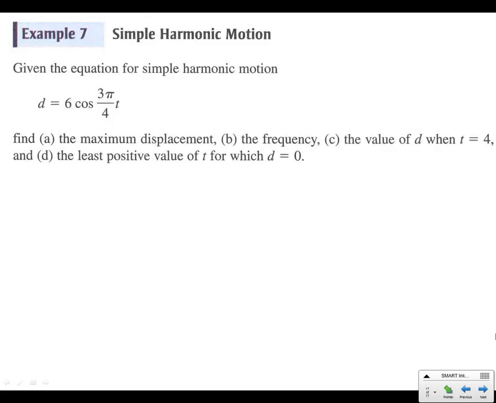All right, I believe this is the last one. Yes, it is. All right, so we're given our equation here. Let's find 4 things. First one, A, is easy. What's the maximum displacement? That's just 6. That's the amplitude. Let's find the frequency.